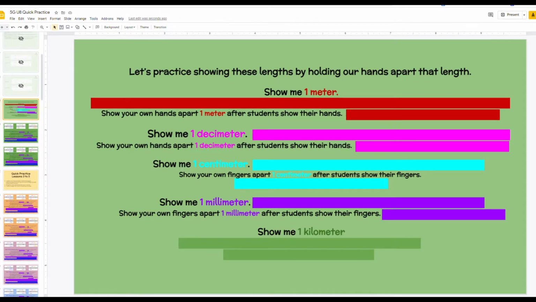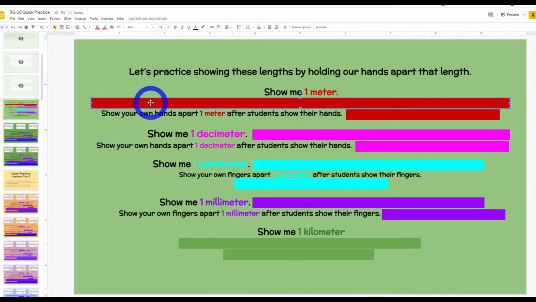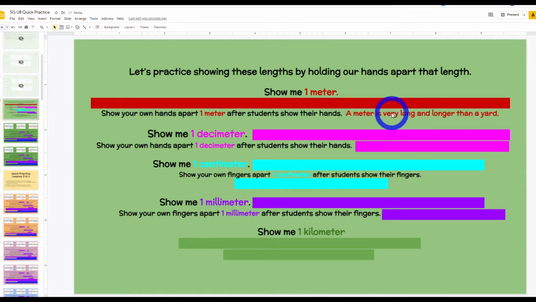So the first slide here is showing us that we want students just to be reminded about how large these various measurements are. So show me a meter. Students would show you a meter. You can delete this red box. Class holds their hand about a meter apart, and then the teacher shows them. So now the teacher or the student leader shows their hand. Yes, a meter is very long and longer than a yard, but the teacher should be showing that with their hands and or a meter stick if you have one in the classroom.